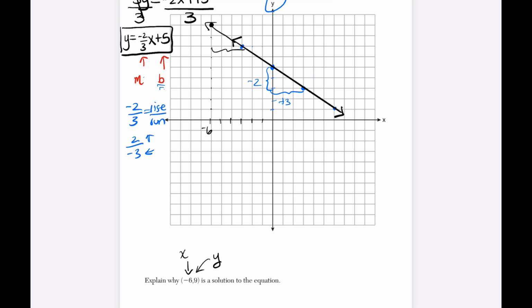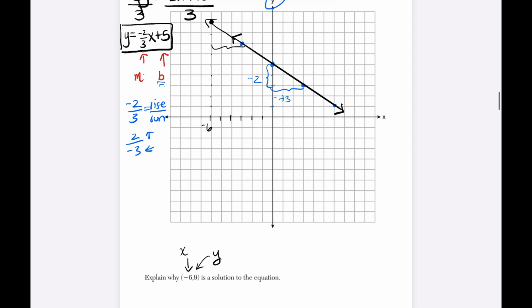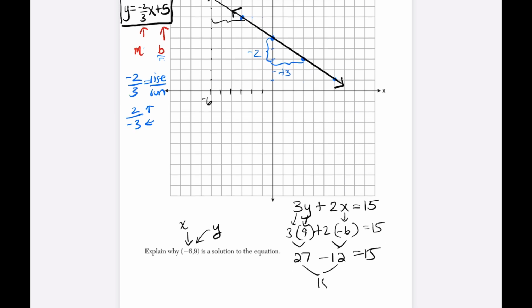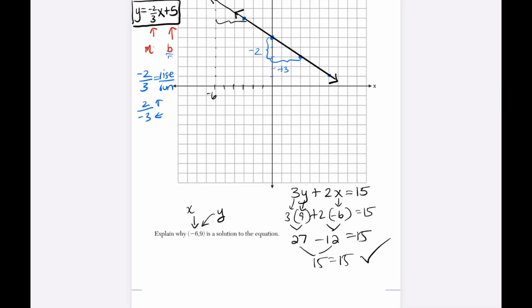is to show that the values negative 6, 9 would make my equation true. So if I take that initial equation they gave us, 3y plus 2x equals 15, well then if negative 6, 9 is on this line, then when I plug in negative 6 for x and 9 for y, I should get a true statement. So let's go ahead and make sure that happens. So 3 times 9 is 27. 2 times negative 6 is negative 12. And then 27 minus 12 is 15. And 15 equals 15. So the other way you could have proven this is to say it is a solution because it makes the equation true.